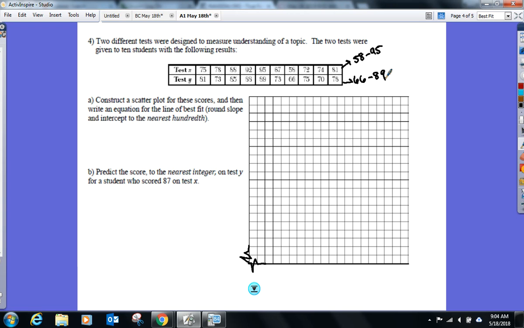Making your own scatter plot. Yes, you do. Yep.